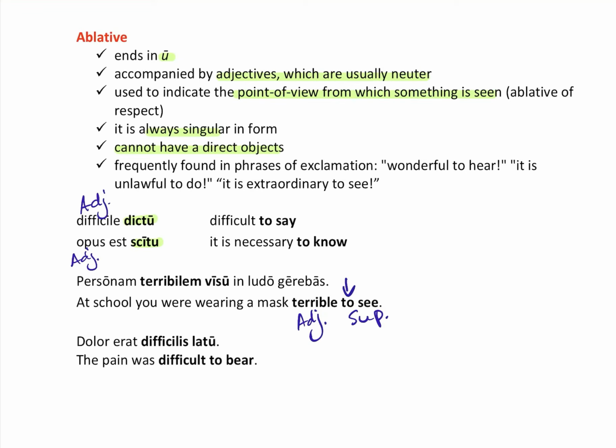Dolor erat difficilis latu. Again, we have our supine here, and we have our adjective. So it's paired with an adjective, again, remember, usually in the neuter. The pain was difficult to bear. Again, we have the "to." Pretty simple. You just have to know what you're looking for. Remember, they often look like nouns. So pay attention to that, and that's all there is.